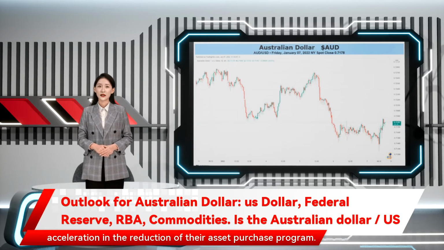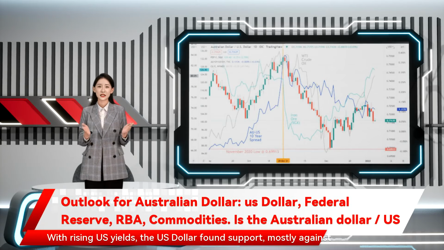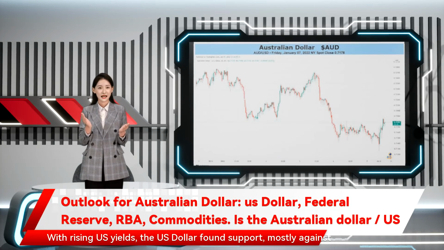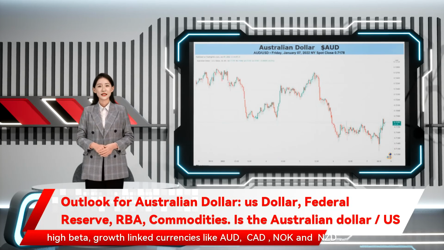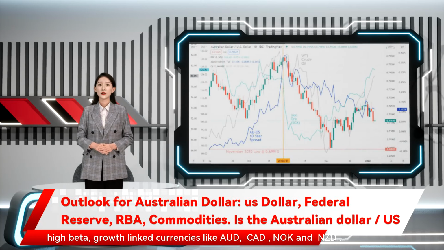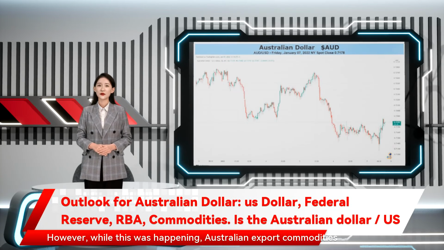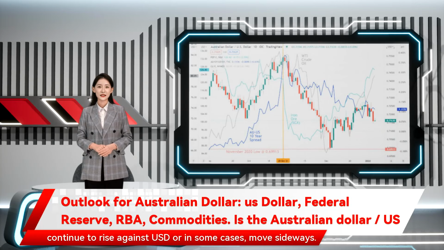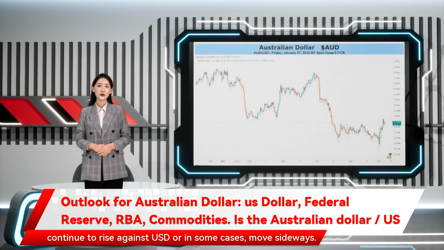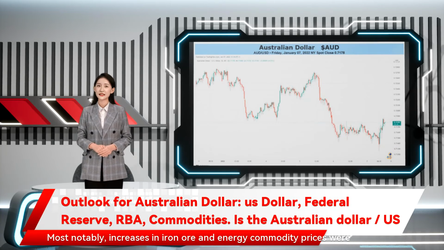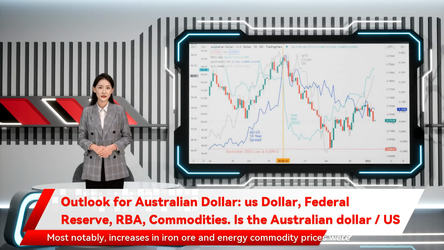With rising US yields, the US dollar found support, mostly against high beta, growth-linked currencies like AUD, CAD, NOK, and NZD. However, while this was happening, Australian export commodities continued to rise against USD or in some cases, move sideways. Most notably, increases in iron ore and energy commodity prices were seen.